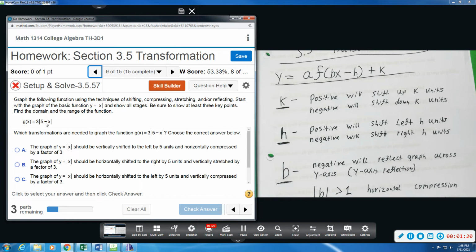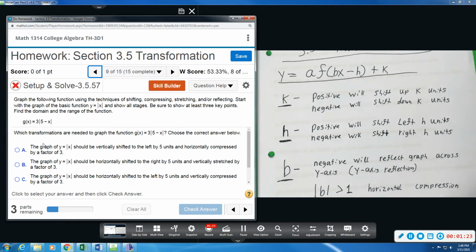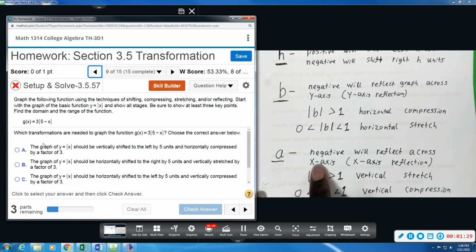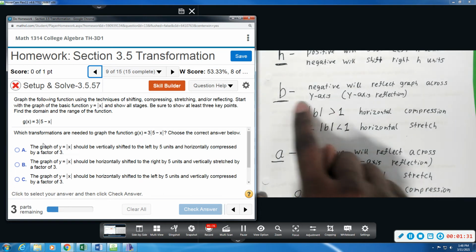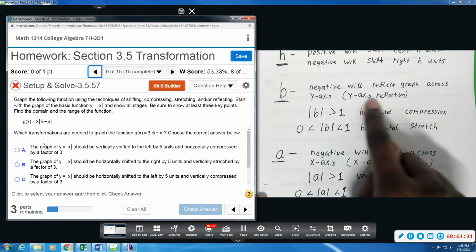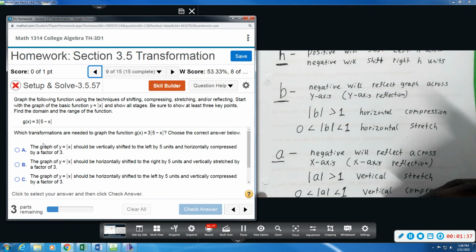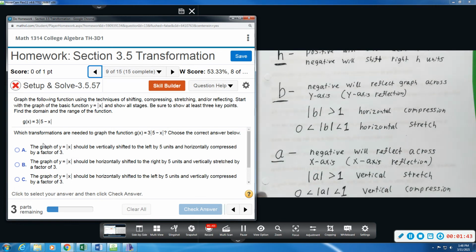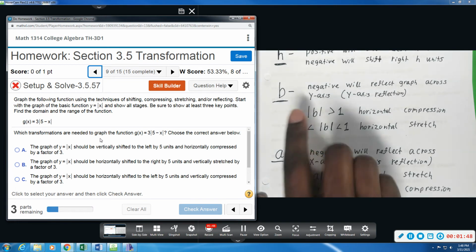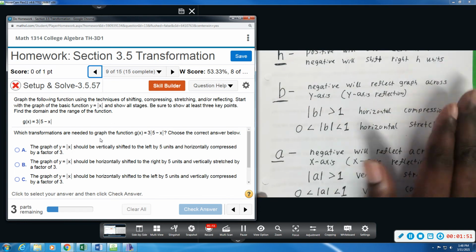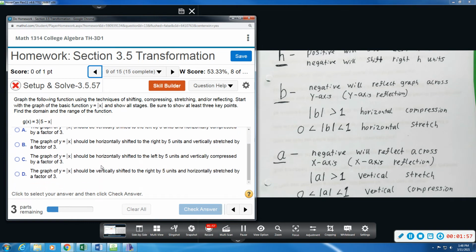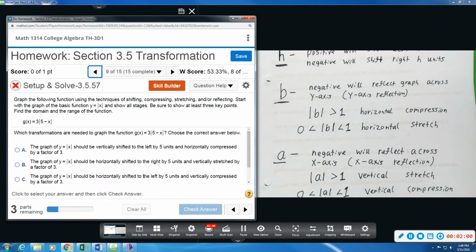Now this negative X though is going to reflect it. It's going to flip your graph. The negative X, this one right here, the B value, is going to reflect it across the y-axis. And so, whereas we once shifted left 5 units, when it reflects, it's going to go across the y-axis to the other side, so it's going to look like it got shifted right 5 units. And when you pick your answer choice, the final graph, the final description is what they're looking for.